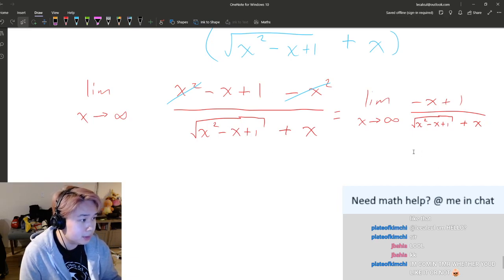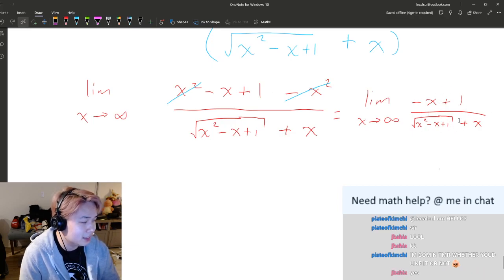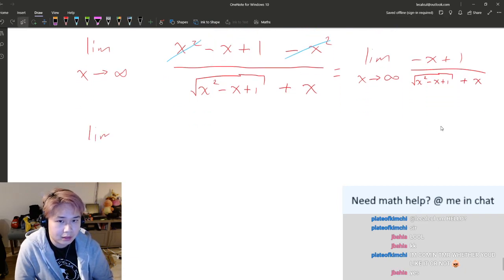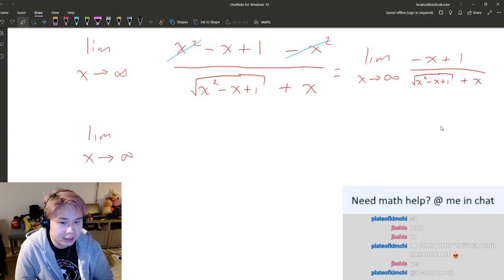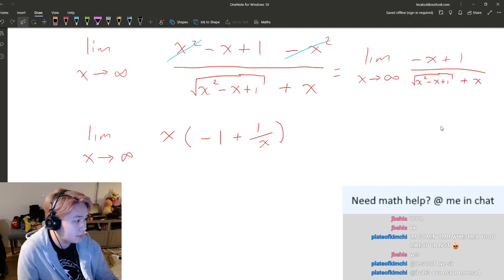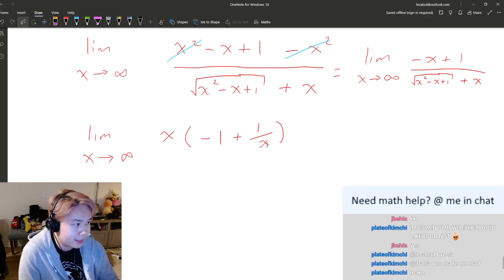Now, what would be really useful is if we could cancel out some x's in the numerator with x's in the denominator. So that's exactly what we're going to do. In the numerator, we factor out an x. So you're left with negative 1 plus 1 over x. And this is good. We do want denominators of x because our limit is to infinity. So anytime you have a denominator of x, then this thing is just going to become 0. So this is a good sign.